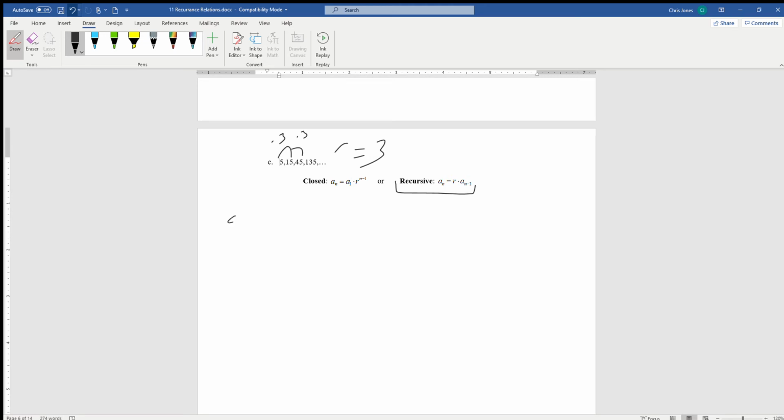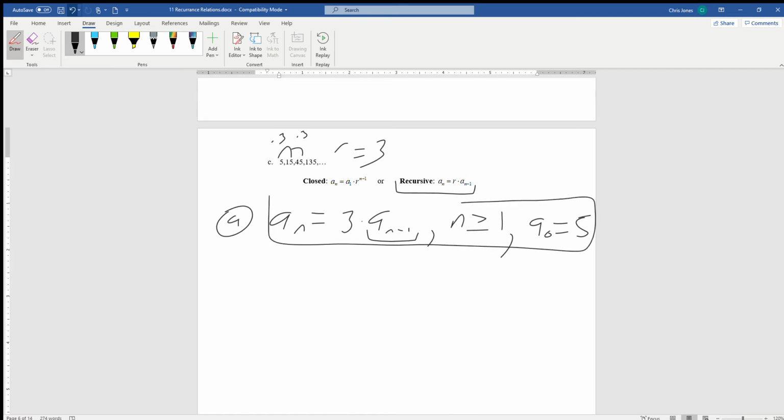Okay, so for letter A, if we're to build a recursive relationship, a sub n is going to be equal to 3 times a sub n minus 1. All right. Now, we want to start this with n being greater than or equal to 1. The reason is that if you look at a sub n minus 1, you can't plug in a 0 because that would give you a sub negative 1, and that doesn't make any sense. We have to define the initial value. In this case, the initial value, a naught, is going to be 5. So this is how we would write a recursive relationship. We know that's very expensive with respect to memory.